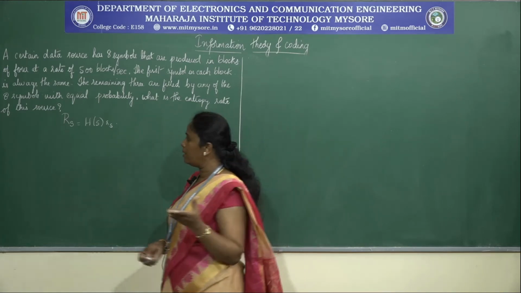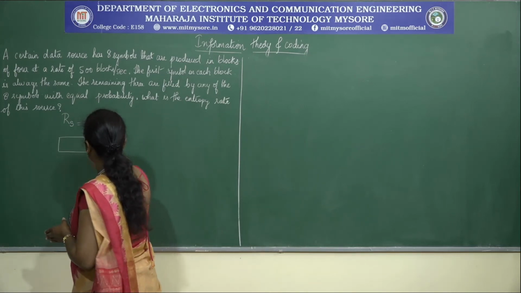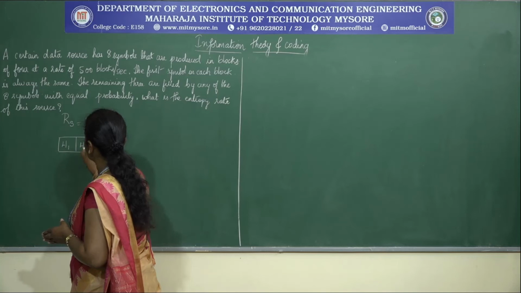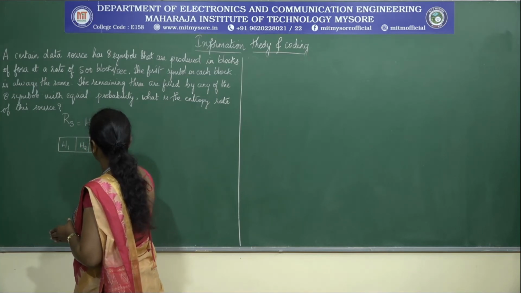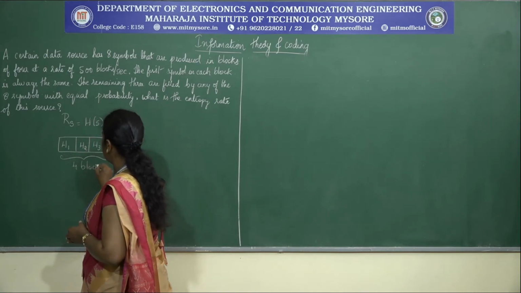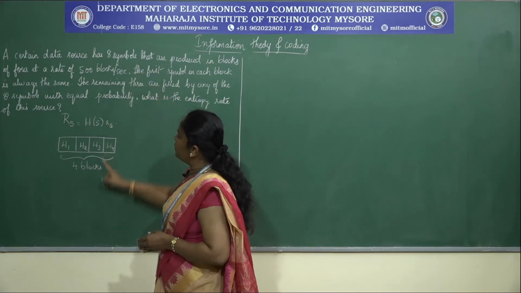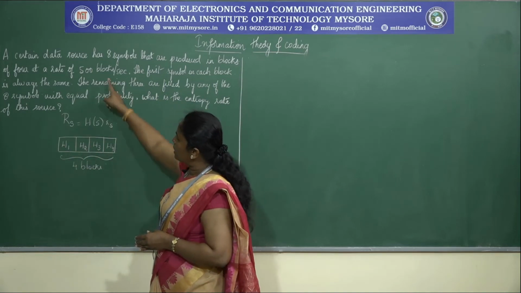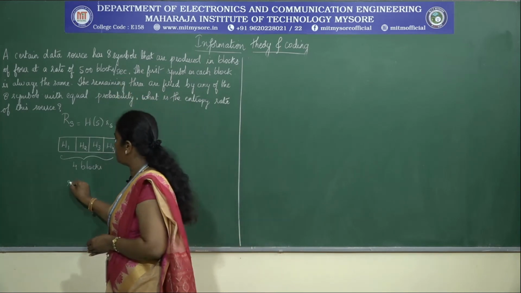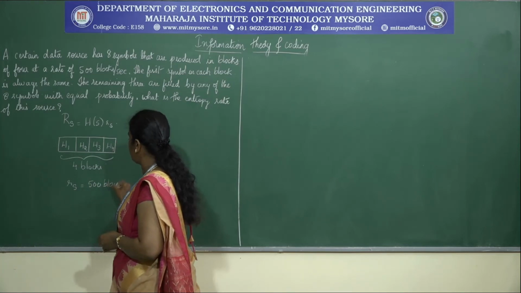Now how many source symbols are given? Totally we have 8 source symbols. These 8 source symbols are represented in 4 blocks. Let us consider the 4 blocks as H1, H2, H3 and H4. So 8 symbols are produced with respect to these 4 blocks. And what is the rate at which they are produced? They are produced at a rate of 500 blocks per second. That is nothing but R_S is equal to 500 blocks per second.